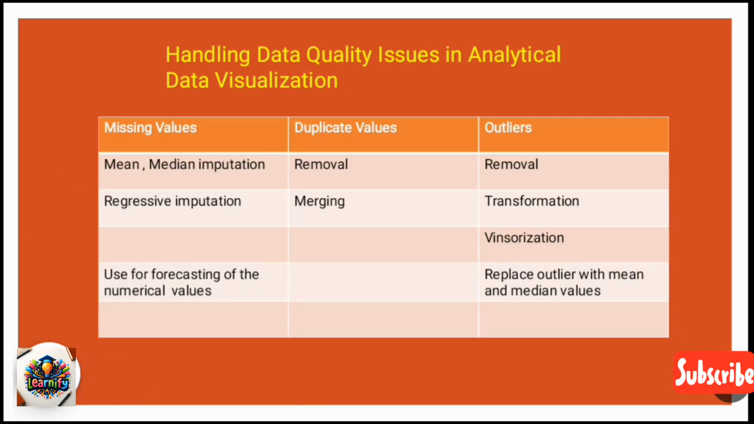So lastly, here we have a table for handling data quality issues: missing values, duplicate values, and outliers. These are the methods to solve these issues. For example, in missing values, we can use mean, median imputation, and regression imputation used for forecasting of numerical values. In duplicate values, we can use removal and merging. In outliers, we can use removal and transformation. Replace outliers with mean and median values.